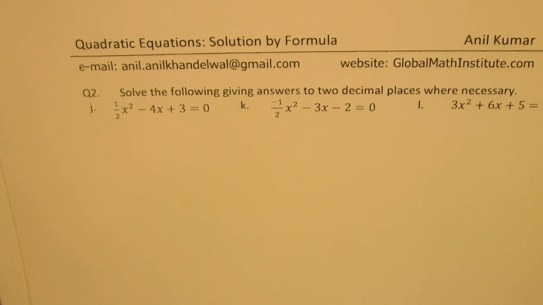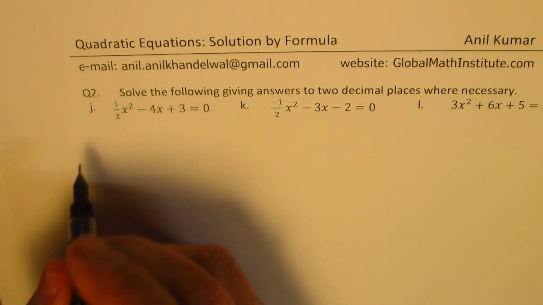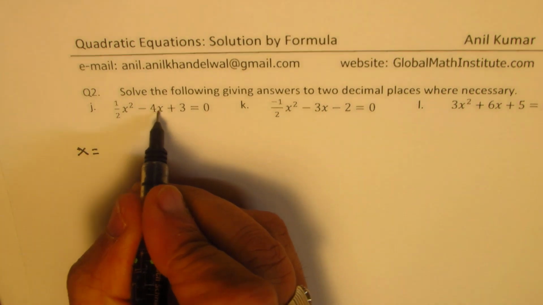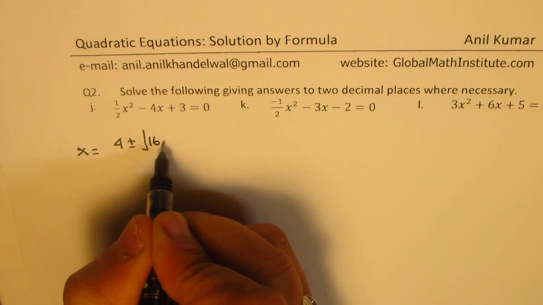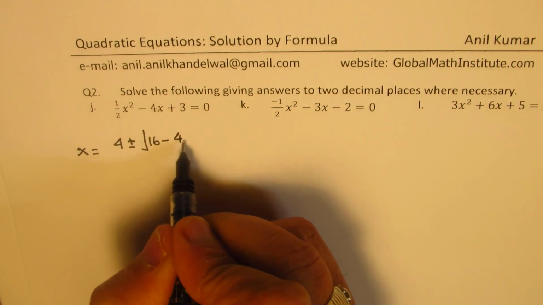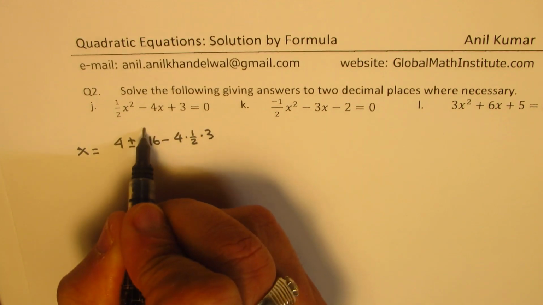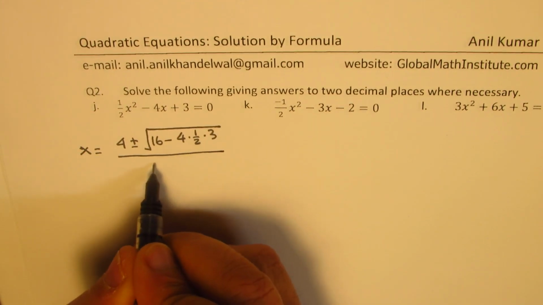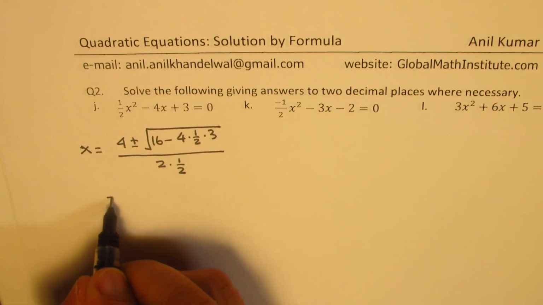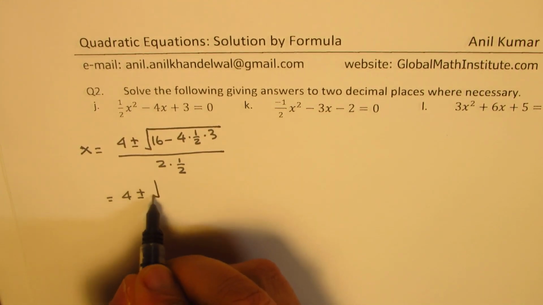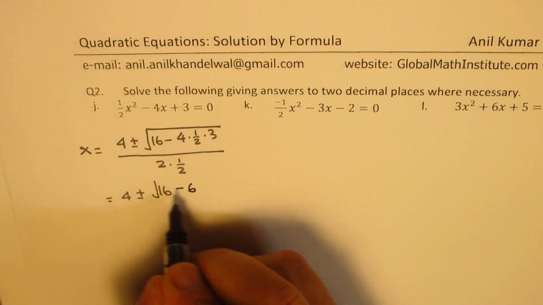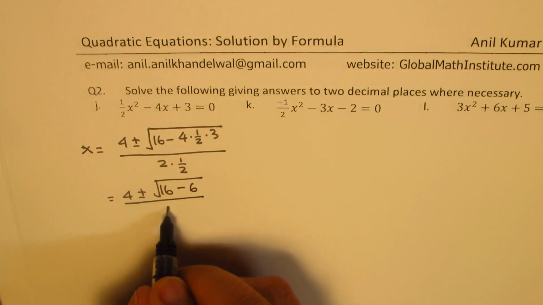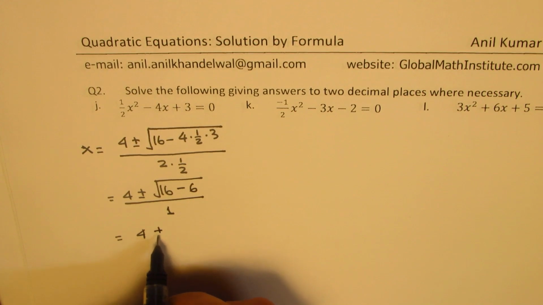Now these equations, we have fractions here. So we can write x as equal to minus of minus 4, which is 4, plus minus square root of minus 4 squared, which is 16, minus 4ac. So 4 times half times 3, divided by 2 times half, correct? So we get 4 plus minus square root of 16. Now 4 times half is 2, 2 times 3 is 6, over 1, right? So what we have is 4 plus minus square root of 10.